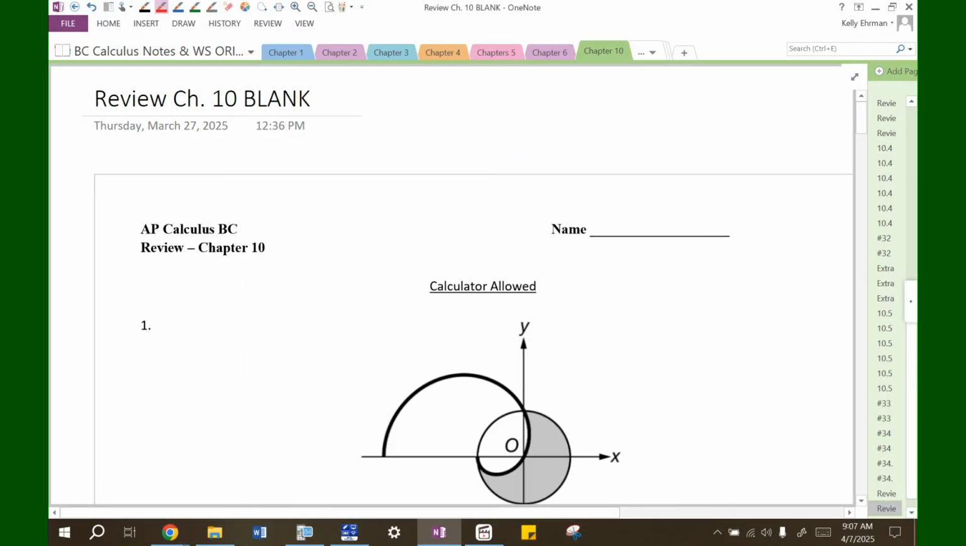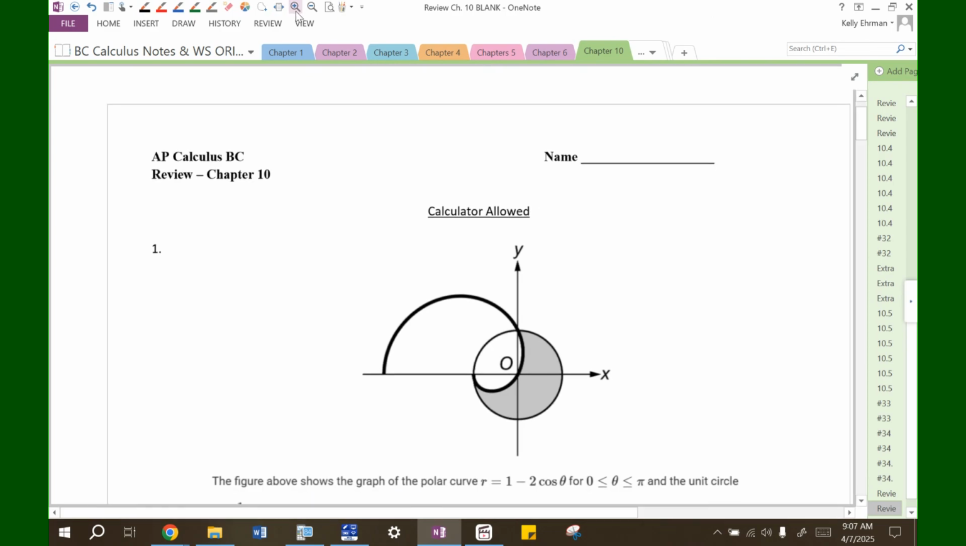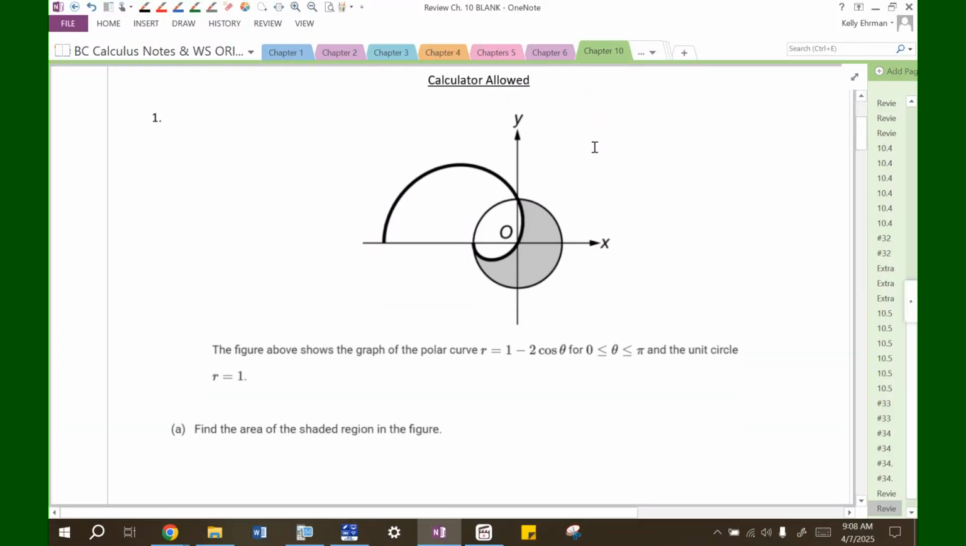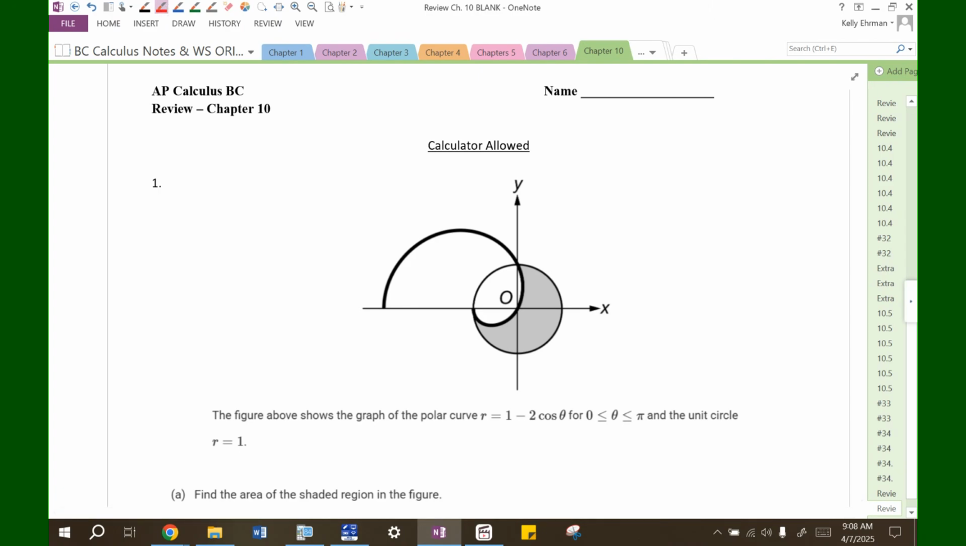All right, let's see how much of this review we can get through. This might just be the very first problem for this video. We're going to start with a free response question on our test. The free response questions are calculator allowed, and there's going to be one polar and one parametric. I put some more polar on here just because I think polar can be more challenging than parametric, so I wanted to practice that a bit more.